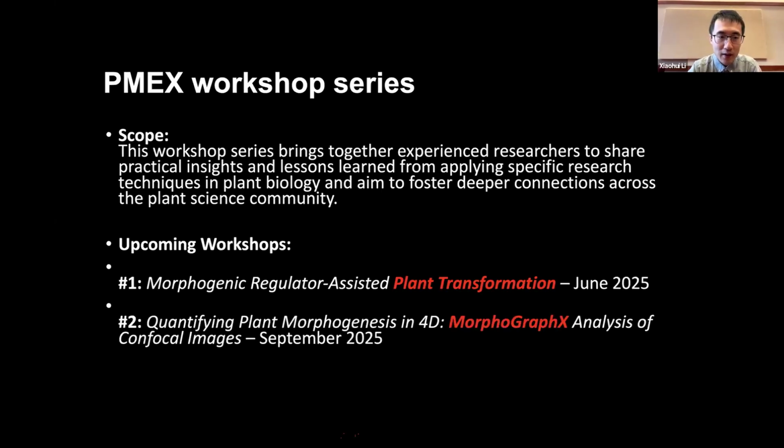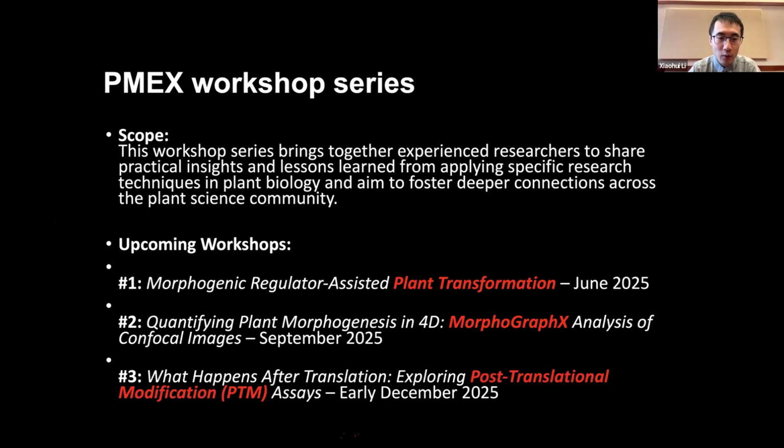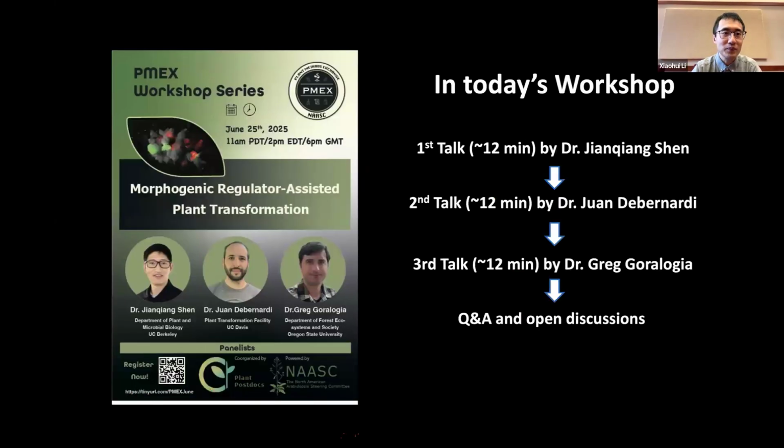Our next topic is quantifying plant morphogenesis in 4D using MorphoGraphX, with analysis of confocal images. Our target time is September 2025, so look for our notifications in the future, and remember to register if you are interested in this webinar. The third one lined up is what happens after translation, exploring post-translational modification. We're going to have that in early December 2025, and we're going to have a few more next year. If you have some topic in mind, you're also welcome to suggest it to us.